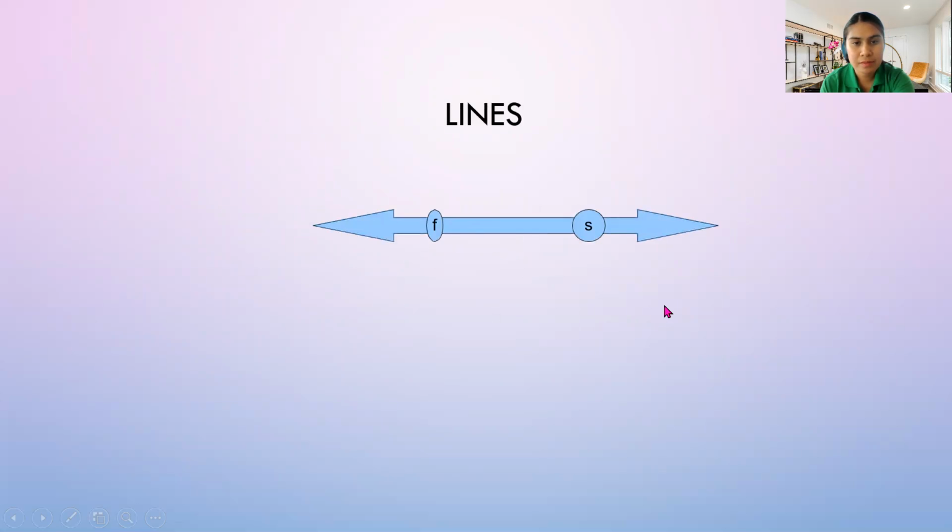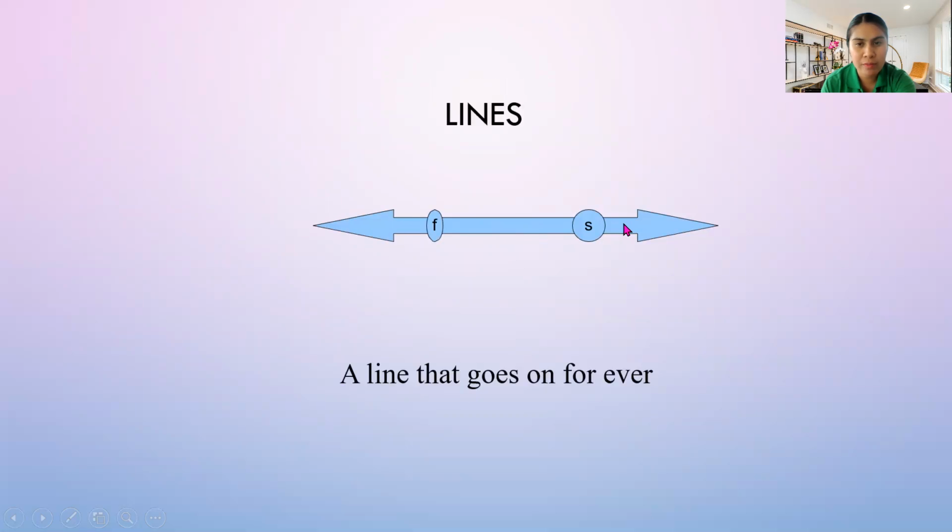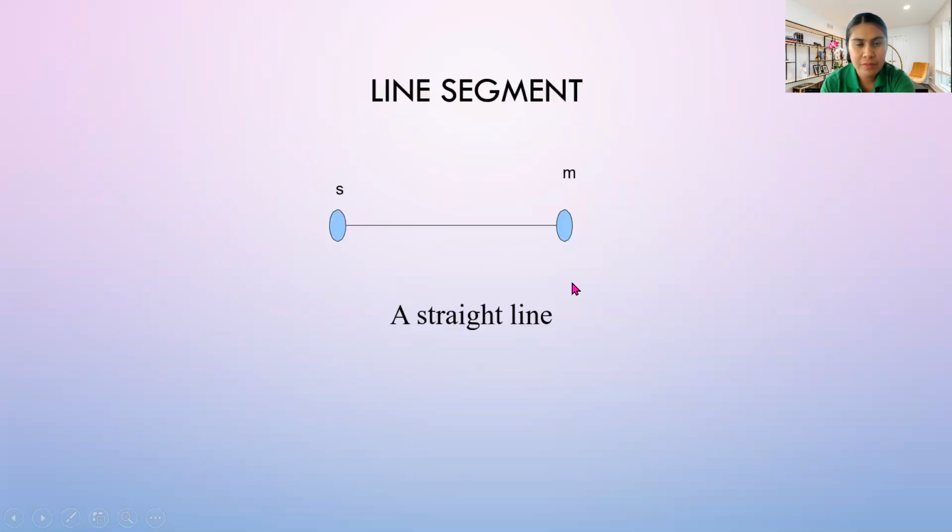Lines. A line goes on forever. So each side extends to eternity, or forever. So this is a line, with an arrow sign. Line segment, a straight line. So you know already that a line segment has endpoints. A line has no endpoint, it will extend forever.